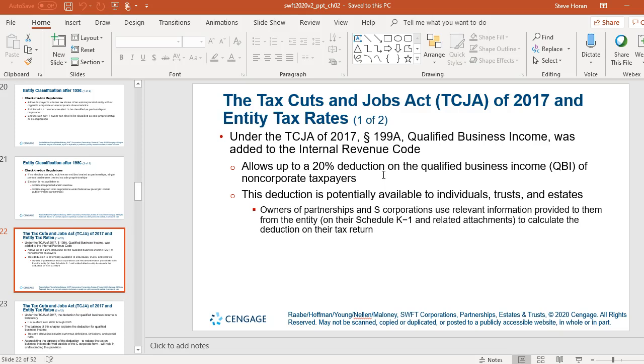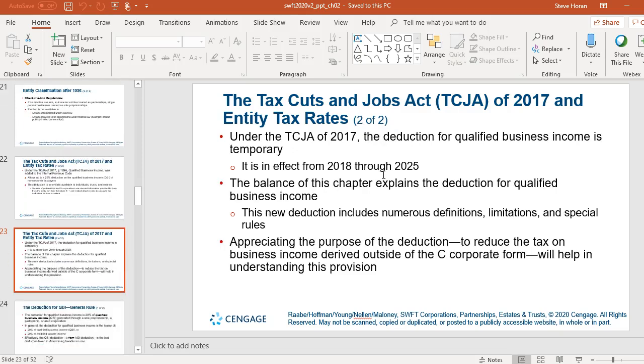Remember, the owners are paying the tax, not the business itself. So the challenge was, how do we give a tax break to those businesses? Because we're giving one to corporations, we want to be equal with that and give one to all businesses the best that we can. Now, this is not permanent. This will expire in 2025, so who knows what will happen then.